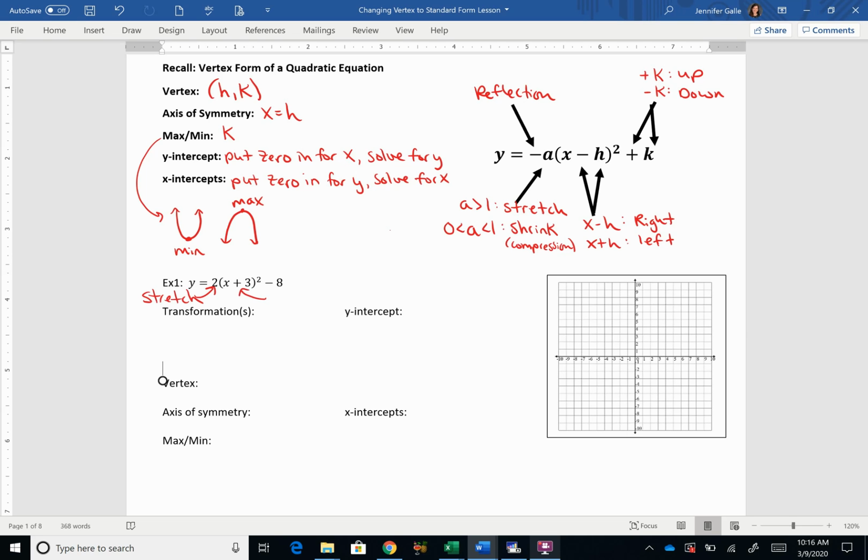We go inside the parentheses, and I see an x plus 3. So we're adding, so it's an x plus h situation. So we're going to go left 3.